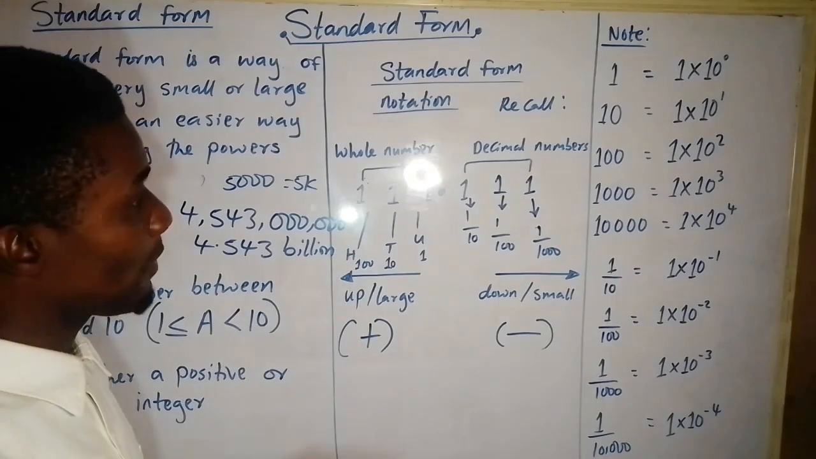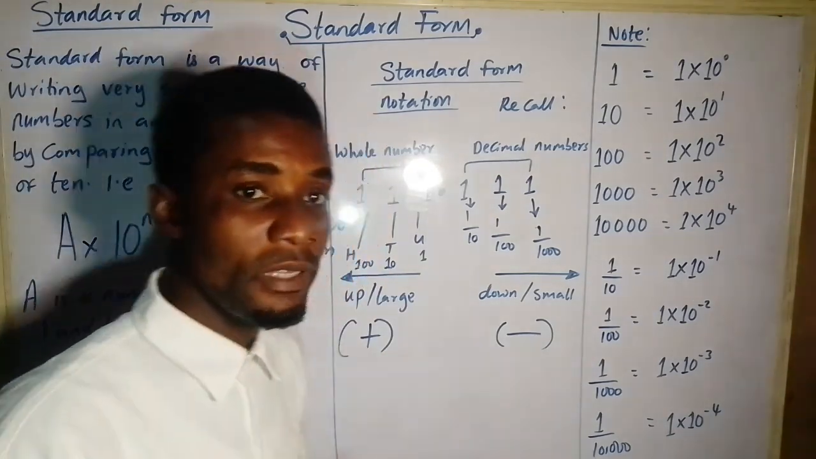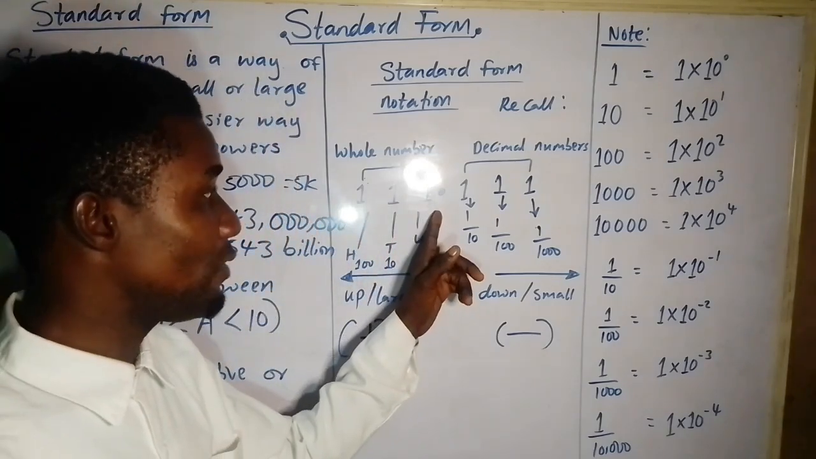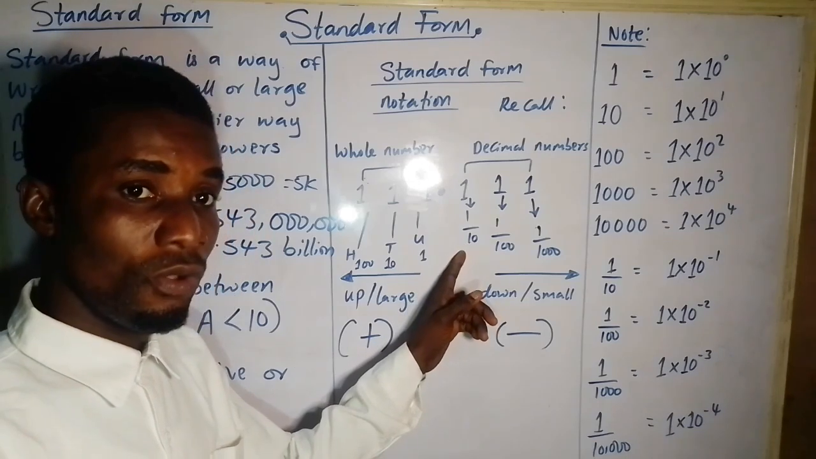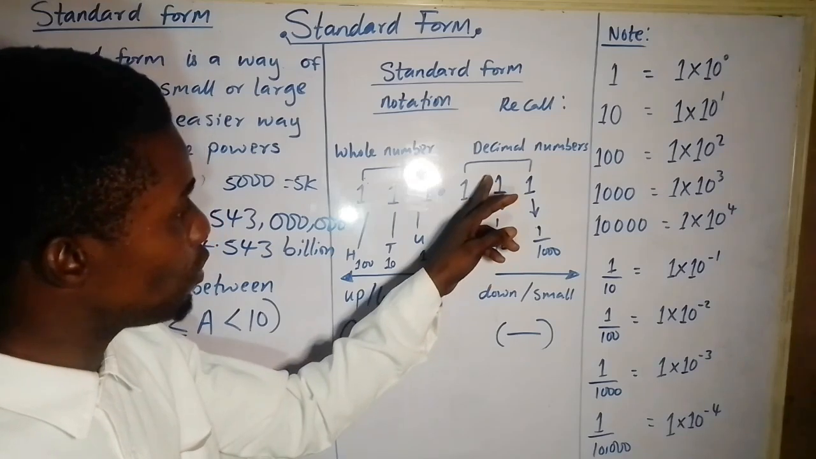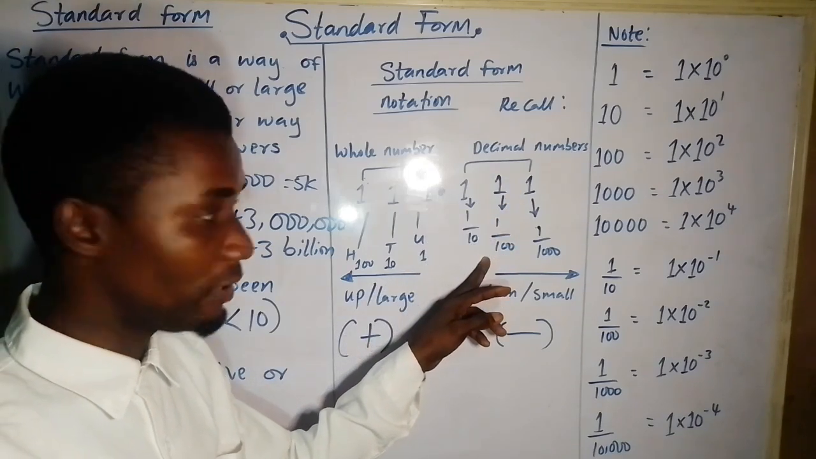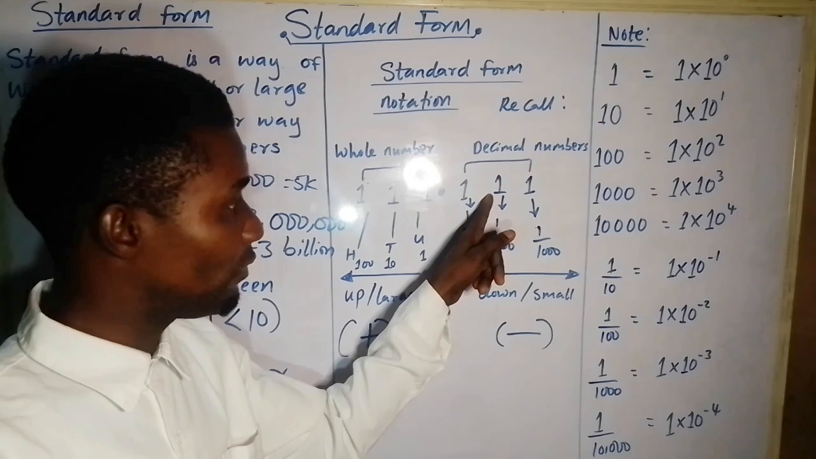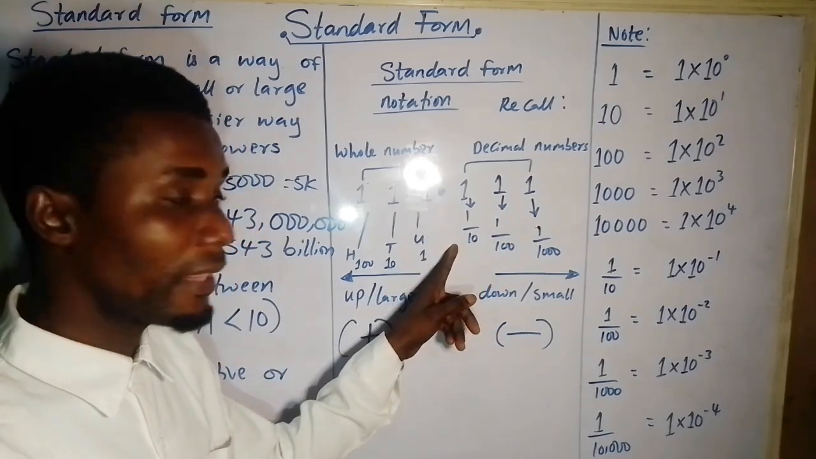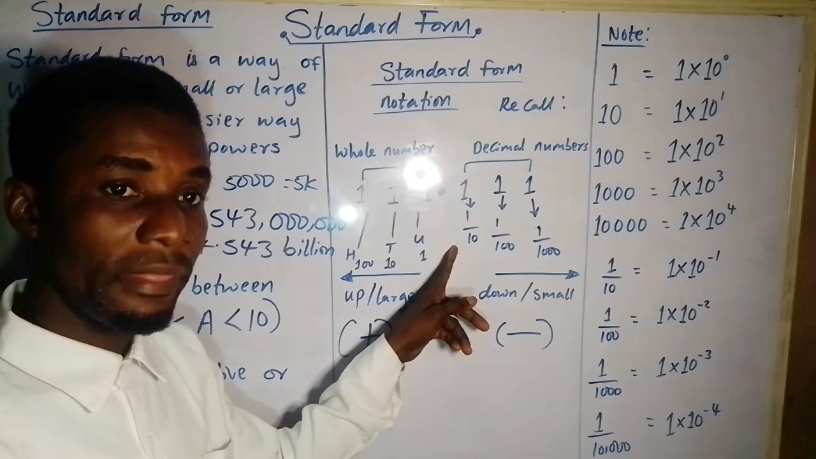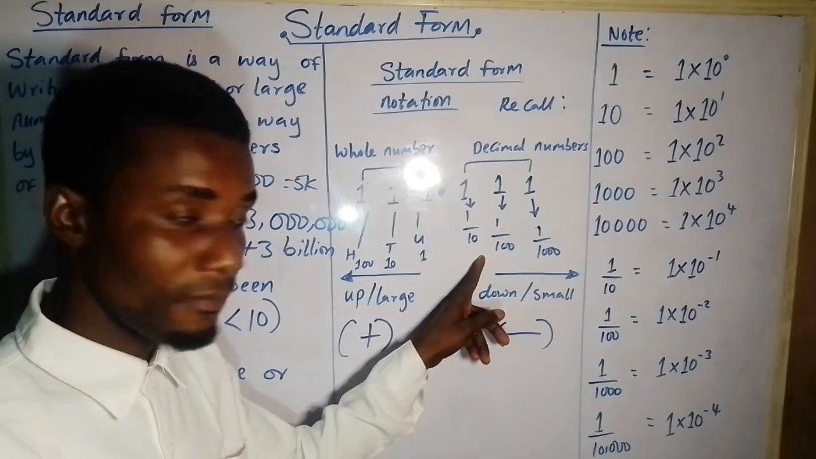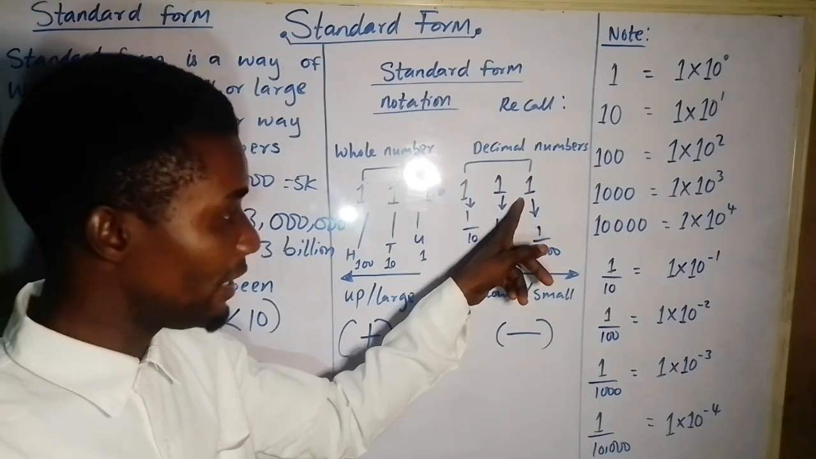Now, note that there is no unit in decimal number. That is why we are having 1 over 10, which could also be written as 0.1 in decimal number. We also have 1 over 100. That is, it's telling you that the place value of this one here is tenth, or you call it 1/10. This place value here for this number is 100.